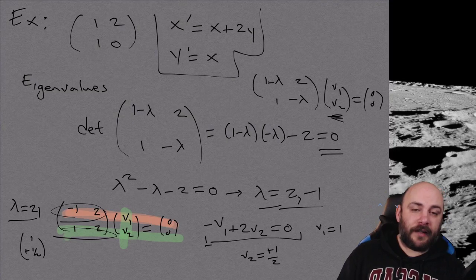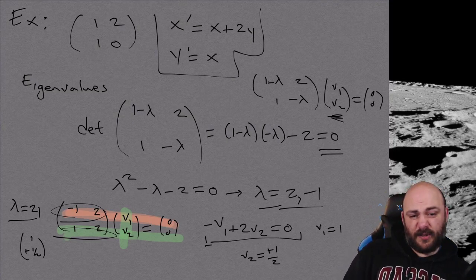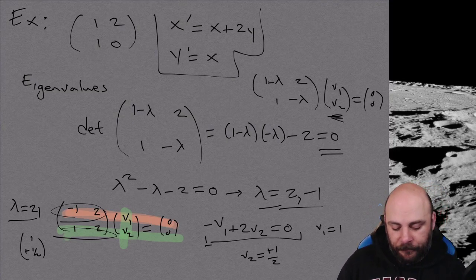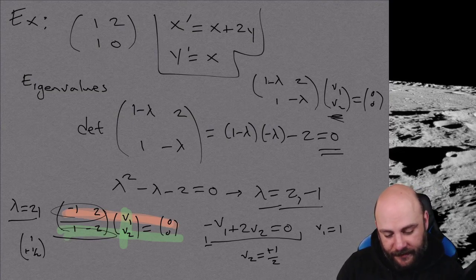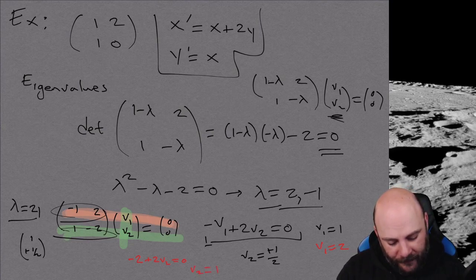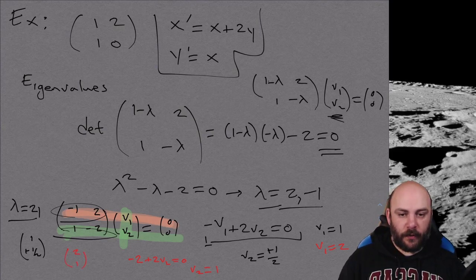There's also a thing where I don't like writing fractions, mostly because they're small and messy. So what I could have also done to anticipate this, let's change my color here to denote this. I could have let V1 equal 2. Then if V1 was equal to 2, I'd have -2 plus 2V2 equals 0, which now makes V2 equal to 1. And so the eigenvector (2, 1) would work.